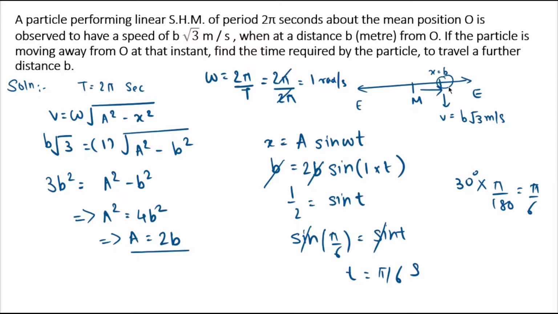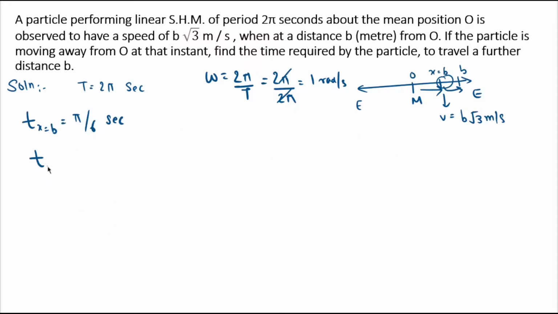Now further they have asked us how much time it will require to go a further distance b. So we need to calculate the time for x equal to 2b, that is for x to go another distance b from here, that is x equal to 2b.